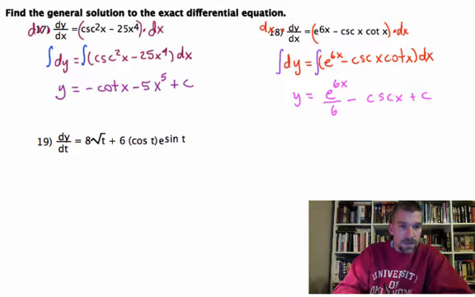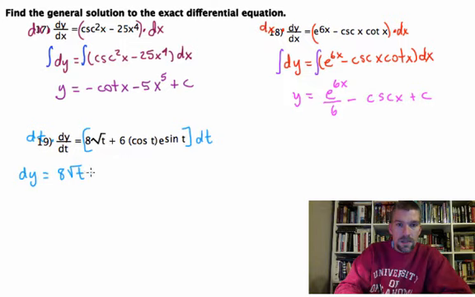All right, last guy here. Let's look at this guy. We're going to start off the same way. We're going to multiply everything by dt. And on this one, I'm going to spread it out just a little bit. I have dy equals, I'm going to distribute dt, so I'm looking at two different parts. 8 square root of t dt plus 6 cosine t e to the sine t dt.